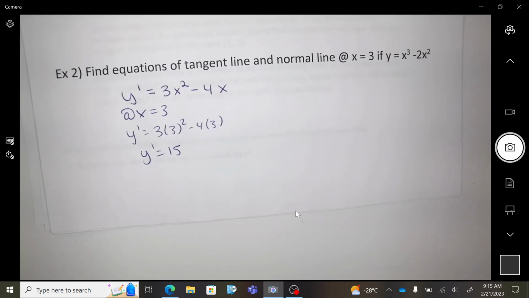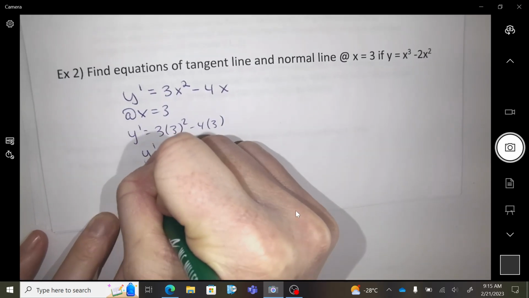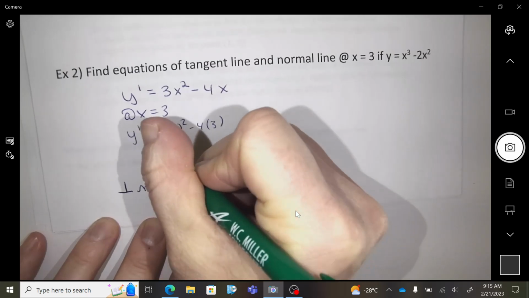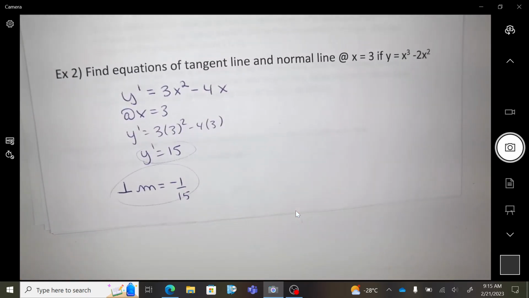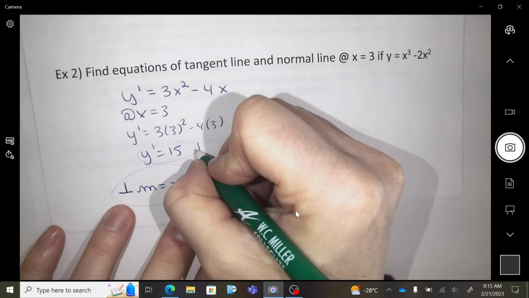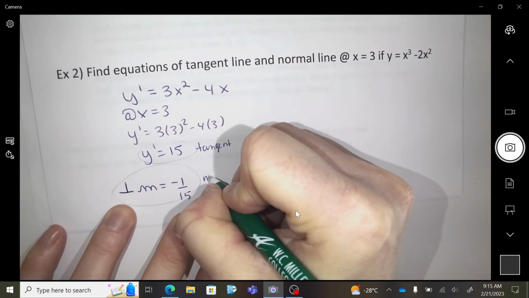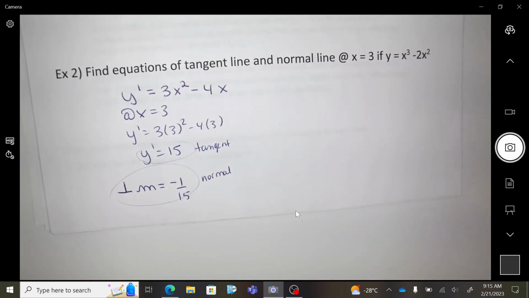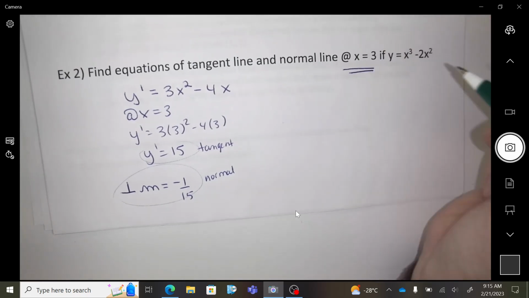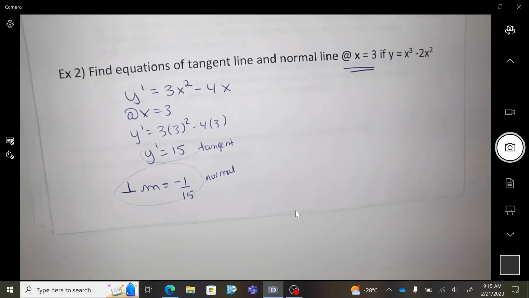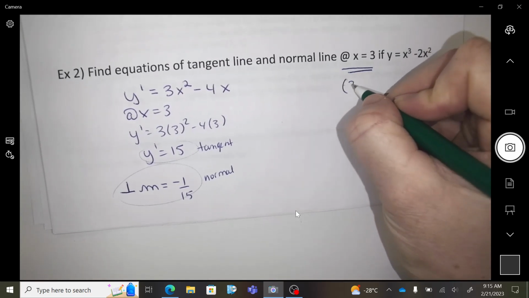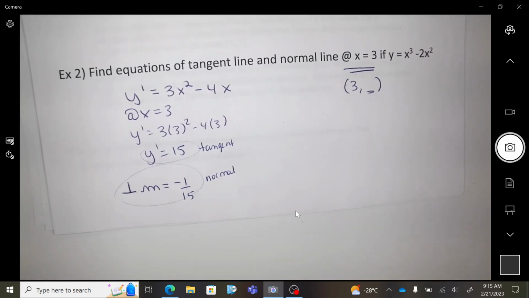That's good. I'm just going to quickly write down the perpendicular slope is negative 1/15 so that I have them both ready to go. I know the slope of my tangent and I know the slope for my normal line, the perpendicular one. Okay, this question is, however, different than the first one because I don't have a point. I only have an x value, so what's the difference in this question? I now need to figure out what is the point.